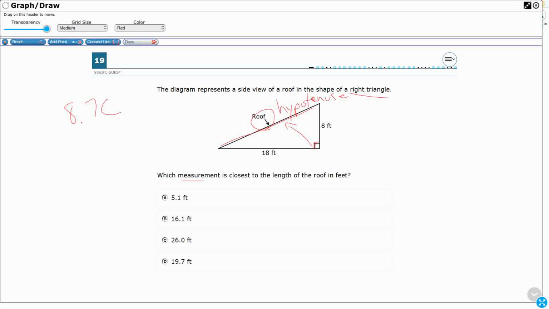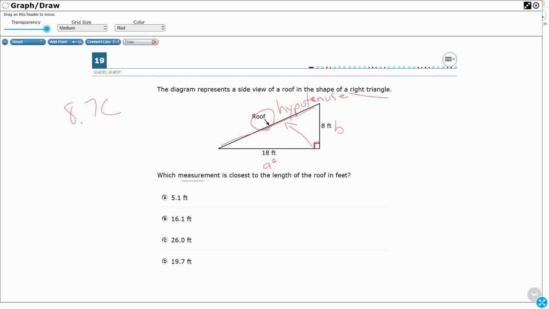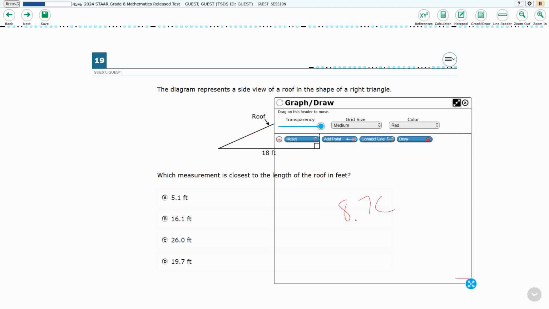Now, what that means is if you take the two legs, so these are the two sides that are connected to the right angle, that form the right angle, if you square them and then add them, you're going to get the length of the hypotenuse squared. Okay? So what that means is if A is 18, that means 18 squared plus 8 squared equals C squared.